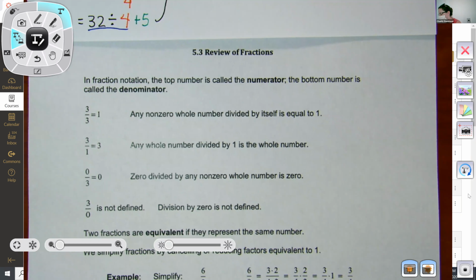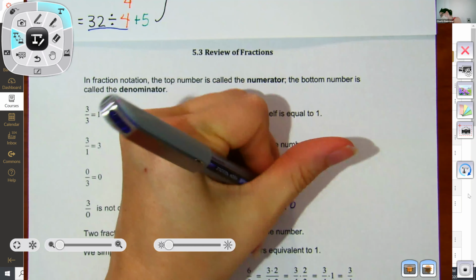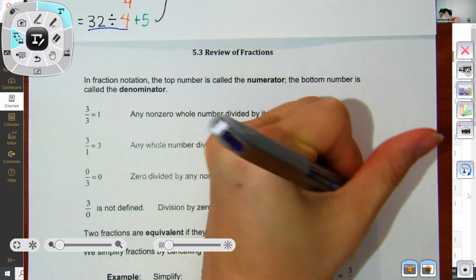So in fraction notation, the top number is called the numerator. The bottom number is called the denominator. So 3 over 3, that's a number divided by itself, so that always equals 1. 3 over 1 would be 3 because a number divided by 1 is itself. 0 over 3 would be 0 because 0 divided by any number is 0. This is basically the same thing we talked about when we talked about dividing yesterday. And then 3 over 0, remember we said that division by 0 is undefined.